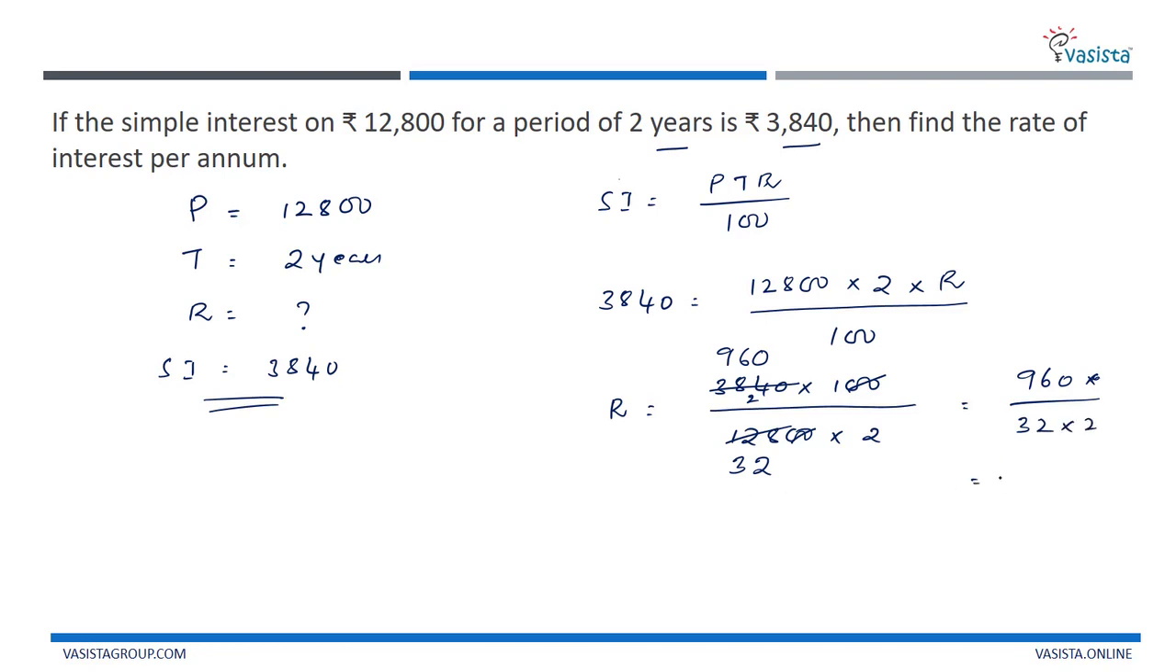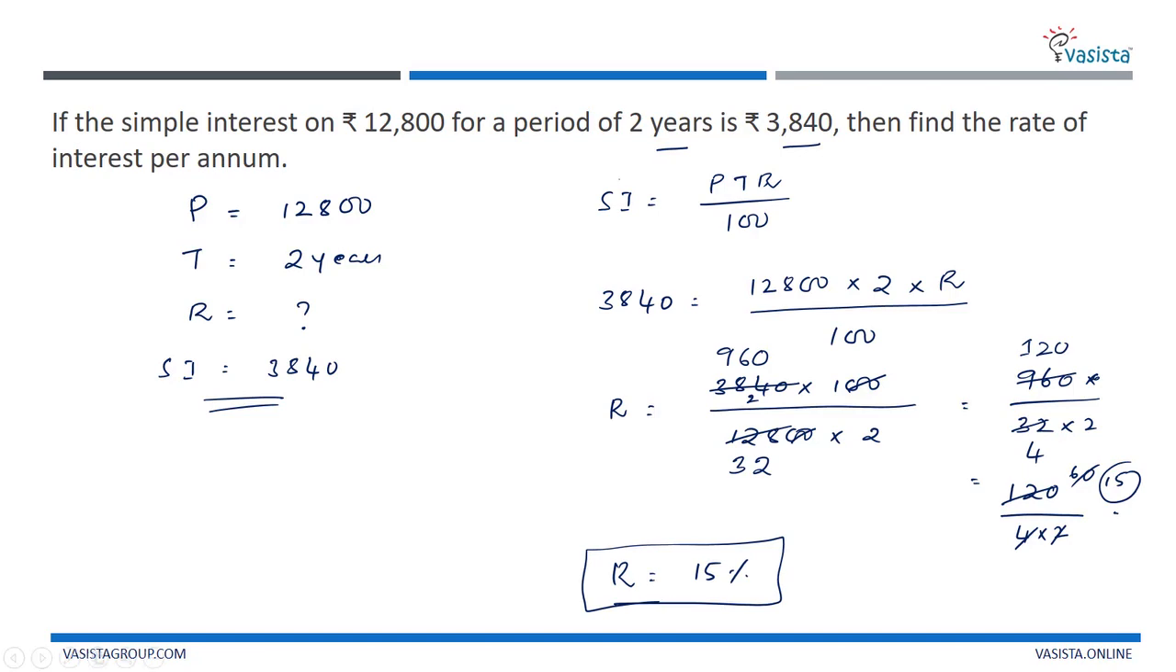Now again simplify it here. 8, I can directly go with 8. 8 4s are, 8 1s are, 8 2s are. So it will become 120, 120 divided by 4 into 2. Now you can go with this. So 2 1s are 2, 2 60s are, 4 1s are, so 15. So the rate of interest is equal to 15% per annum. This is what the answer is.